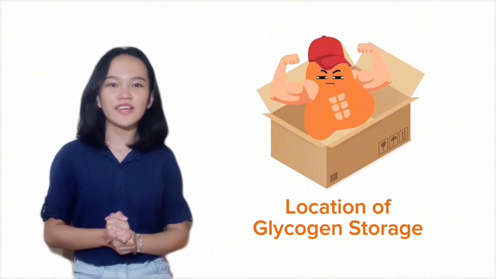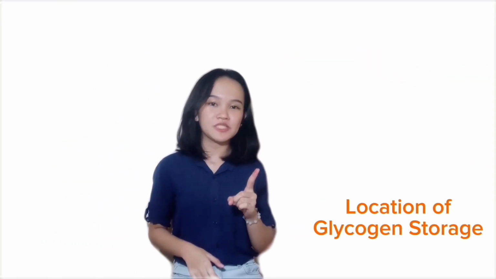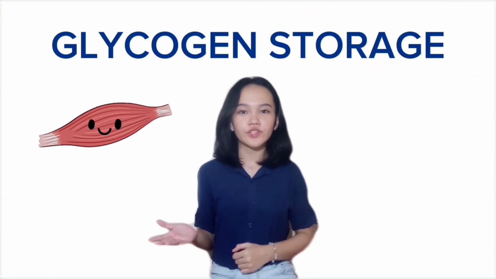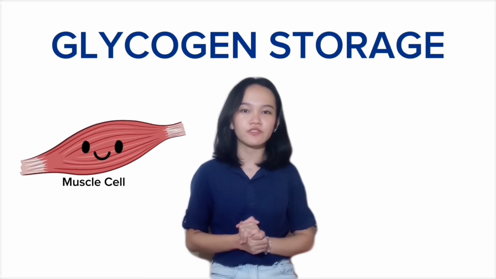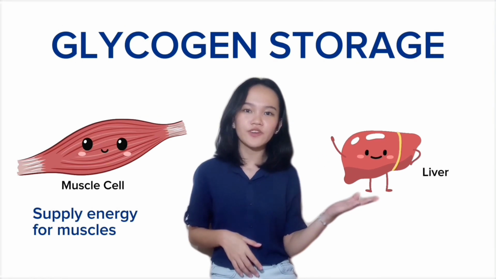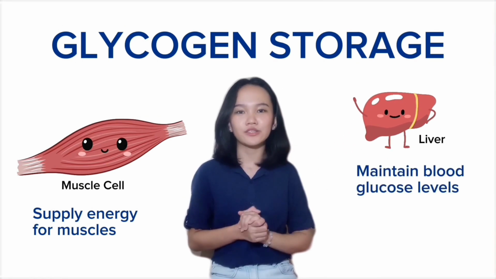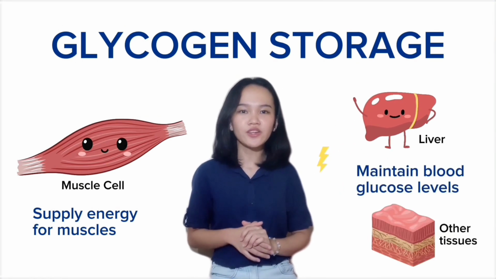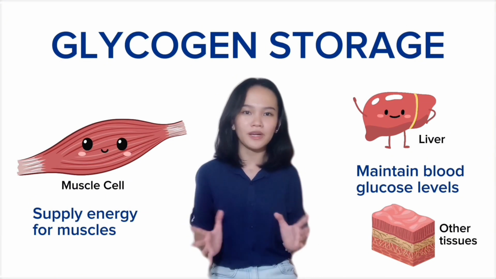Also, the location of glycogen storage plays a specific role. The glycogen stored in muscle cells is used exclusively to supply energy for muscles, while the glycogen stored in the liver is mobilized to maintain blood glucose levels and to support the energy needs of other tissues throughout the body.